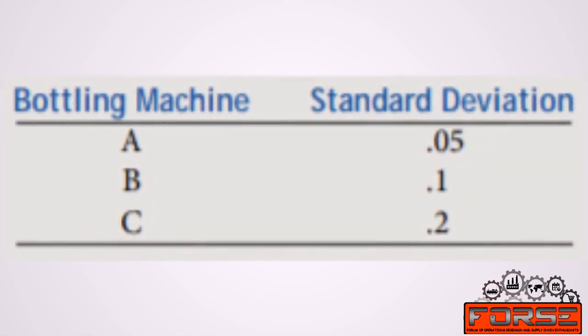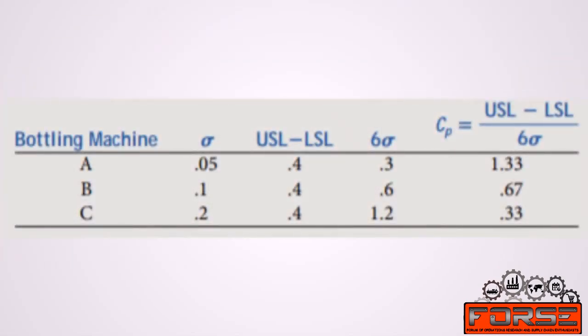3 bottling machines at ABC Soft Drink Company are being evaluated for their capability. Bottling machines A, B and C have standard deviations 0.05, 0.1 and 0.2 respectively. If specifications are set between 15.8 and 16.2 ounces, determine which of the machines are capable of producing within specifications. To determine the capability of each machine, we need to divide the specification width by 6 standard deviations for each machine. The given table shows the calculations. Looking at the CP values, only machine A is capable of filling bottles within specifications, because it is the only machine that has a CP value at or above 1.